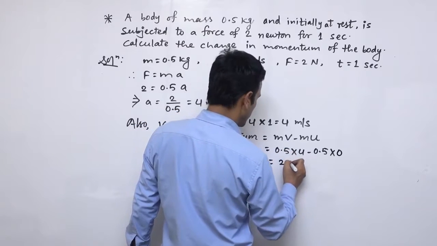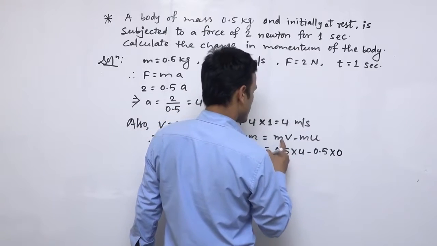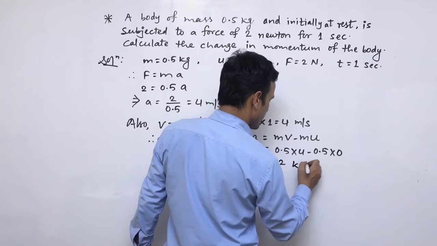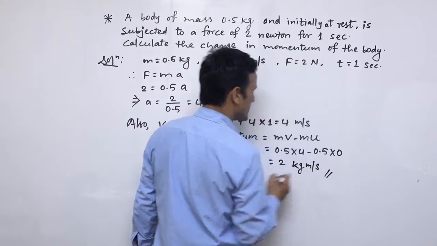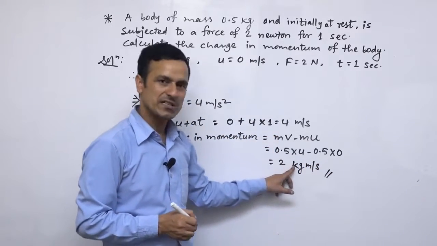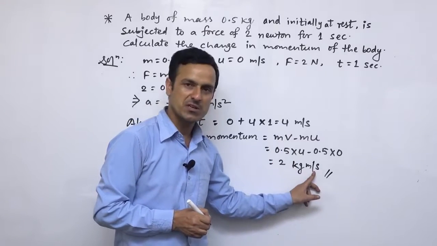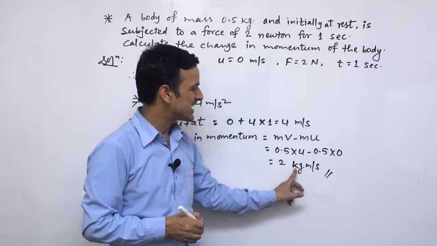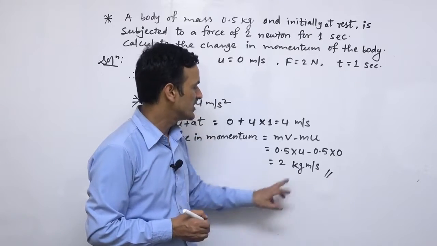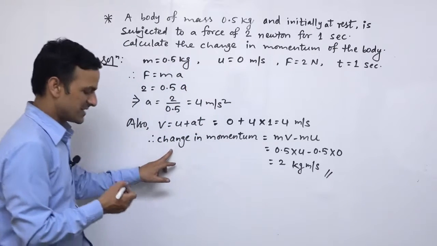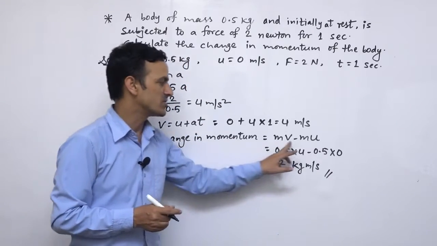2 आयो. अब यो mass भनेको kg meter per second. So this is the answer. Mass को unit हुन्छ kg, velocity को unit हुन्छ meter per second. So it is kg meter per second. So this will be the answer for change in momentum.